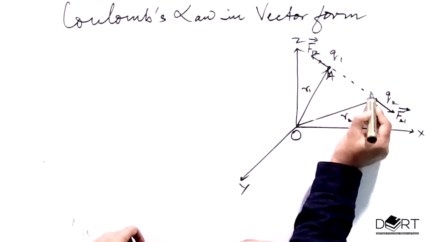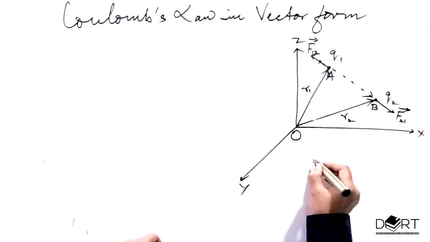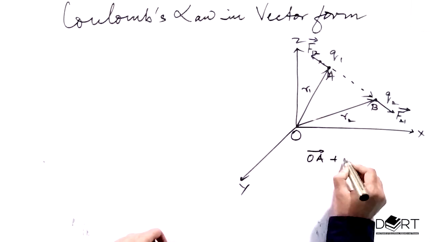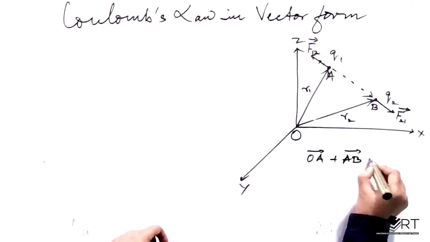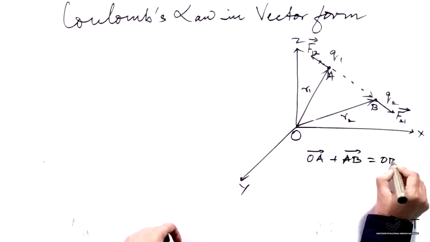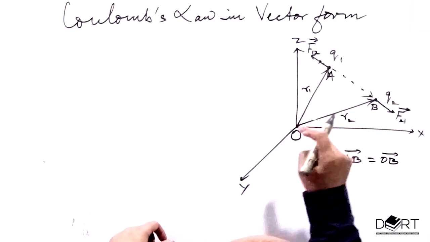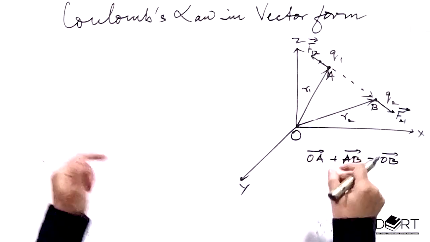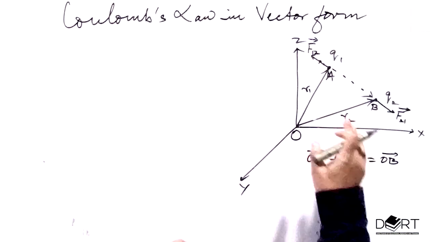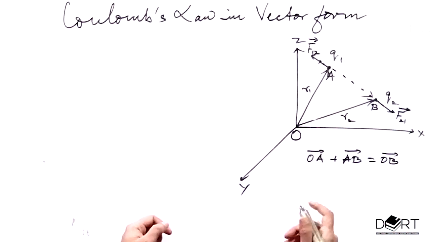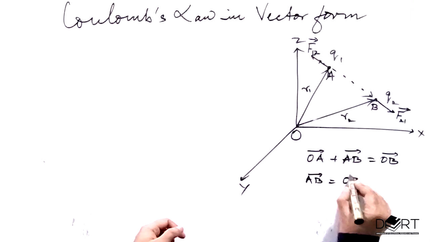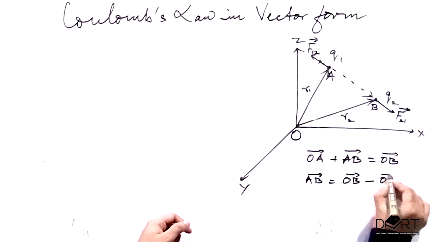and so this is vector AB, and so clearly we can write vector OA plus vector AB will give you vector OB. OA plus AB equal to OB. What we need to find is this distance AB, because in Coulomb's law we need the distance between the two charges, but that does not have a position vector as yet. So, we need to find that. So, vector AB is equal to OB vector minus OA vector.